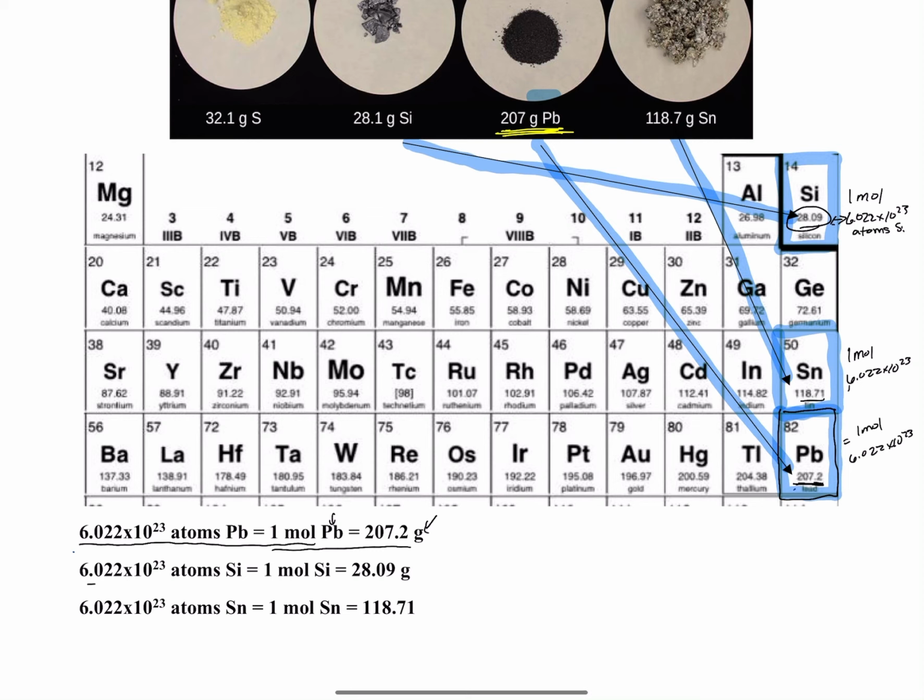So again, you already knew this many atoms was a mole because of the earlier lessons. Now you know that for silicon, remember it's that top one up here. That's how much its mass is, 1 mole's worth. And then for tin over here again, that's a gram. You already knew that many atoms, and now we're talking about grams.